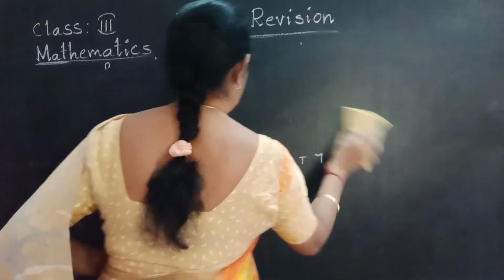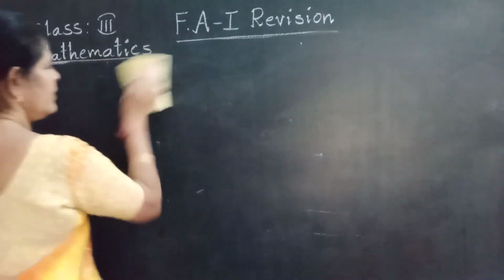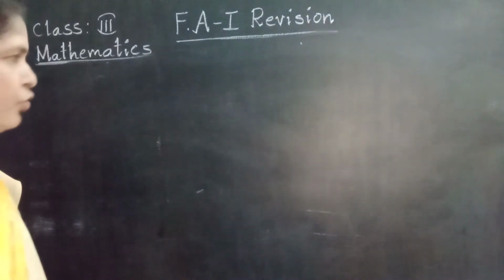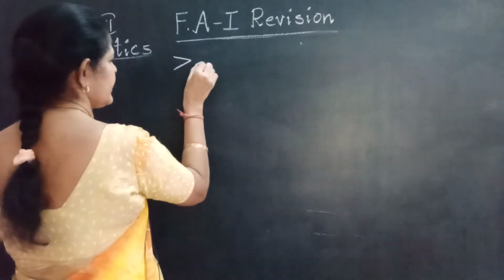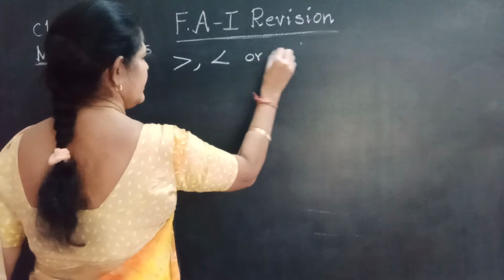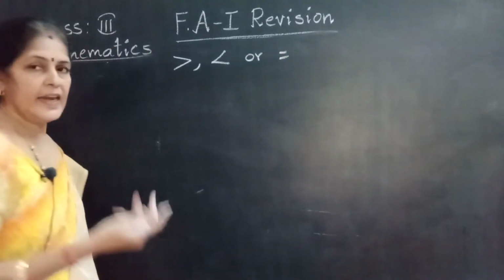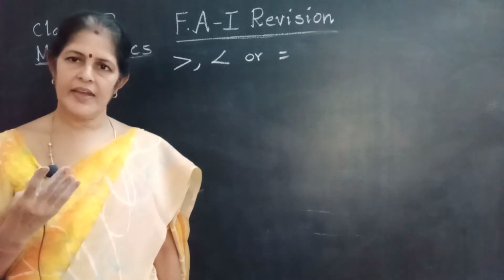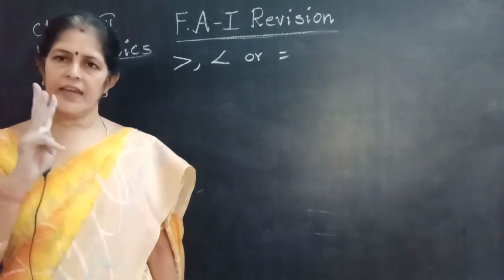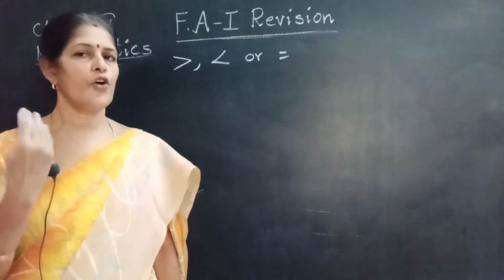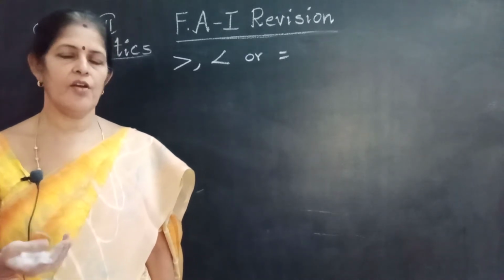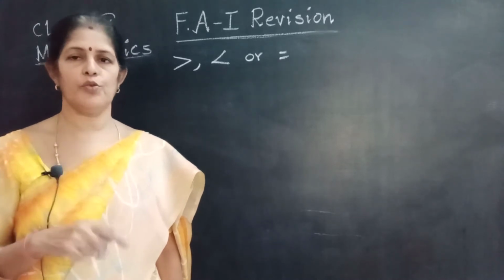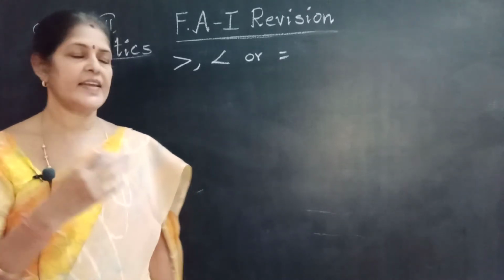Using the symbols greater than, less than, or equal to between the given two numbers. A 3-digit number starts with hundreds. A 4-digit number starts with thousands. A 3-digit number is small, a 4-digit number is big. When we put symbols between the given two numbers, first check the digits.